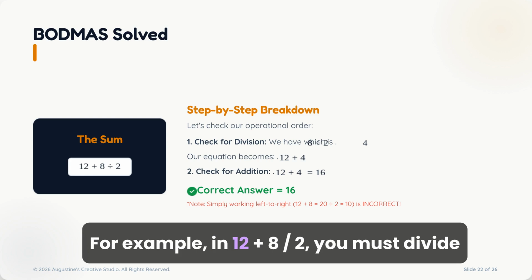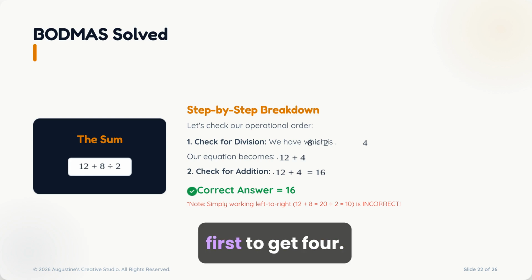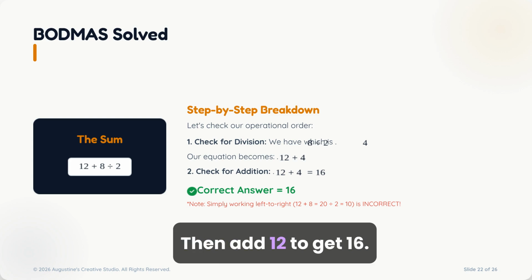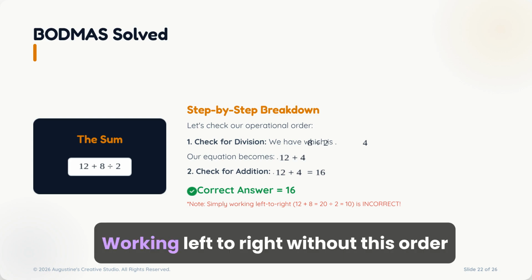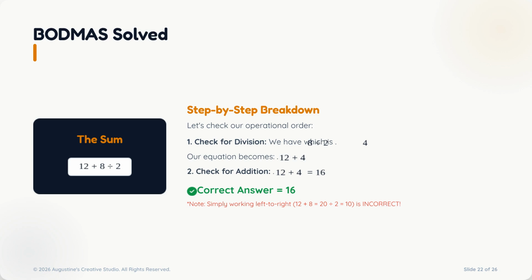For example, in 12 plus 8 divided by 2, you must divide first to get 4, then add 12 to get 16. Working left to right without this order would result in an incorrect answer.